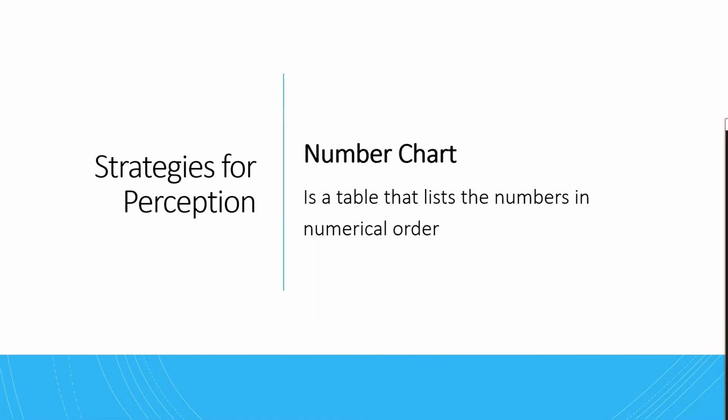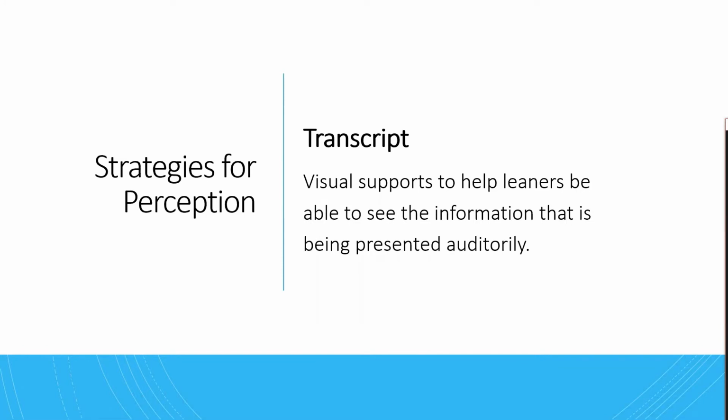patterns within these numbers. Now, transcripts are visual supports that help learners see the information that is being presented auditorily. This will allow learners to monitor the incoming auditory information, or help them fill in any gaps of information that they may have missed due to hearing loss or being distracted. These transcripts also help break down large amounts of verbal information and allow learners to track and process the content.